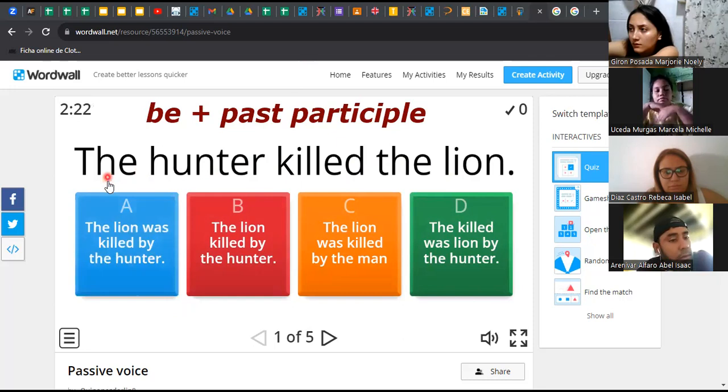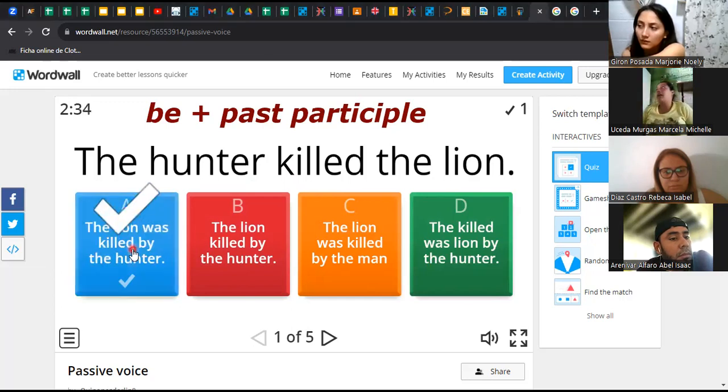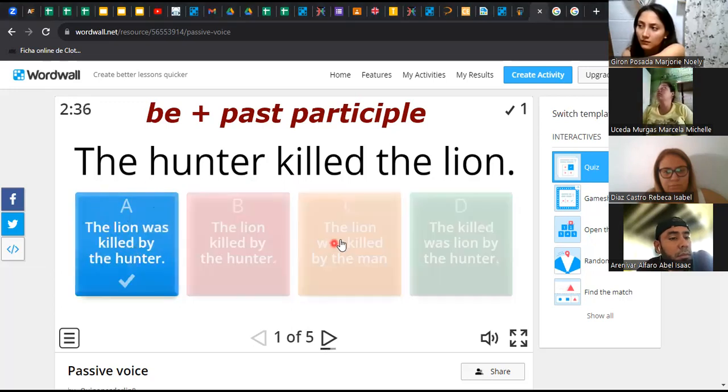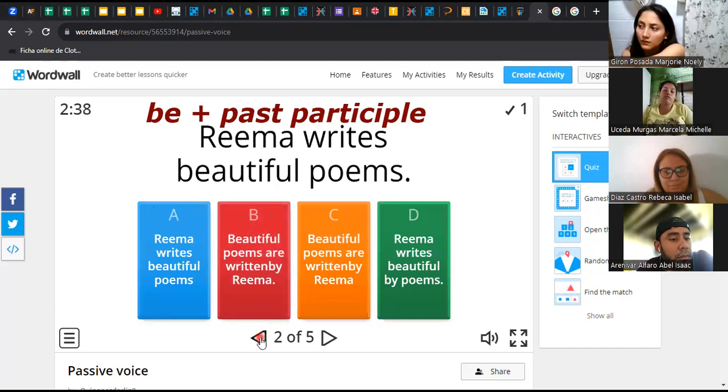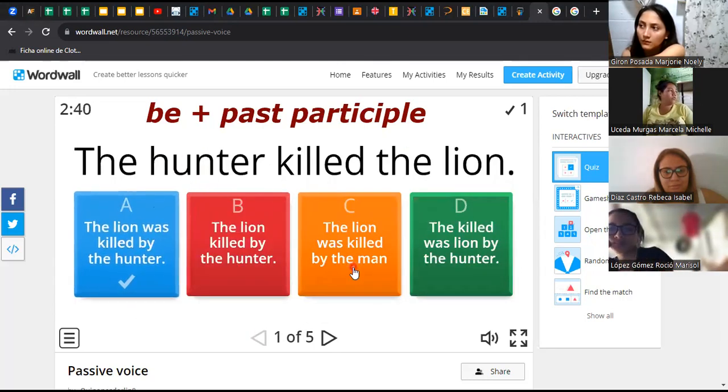The hunter killed the lion. The lion here was killed by the hunter. Yes, very good. Letter C is not possible because in the original sentence, we don't have the man. We have the hunter. Got it? But let me tell you that the two are correct. The lion was killed by the man, but the only difference is that we don't have the man here. Okay, what about the next one?